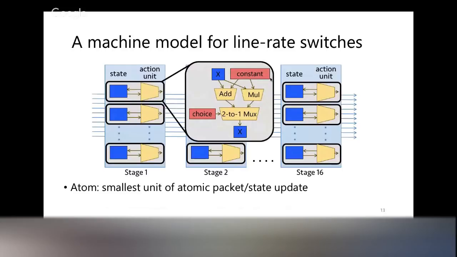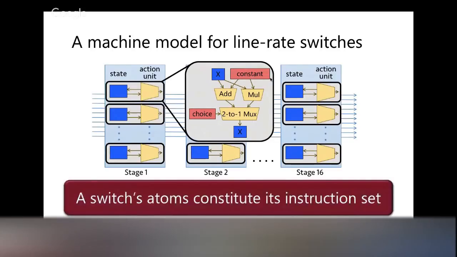Here we take a piece of state X and either add or multiply a constant based on a choice control variable that sets the output of a mux. So this is an example atom. And you can imagine coming up with different kinds of atoms and specifying how many stages you have in the pipeline depth, and how many atoms you have within each stage, the pipeline width. And with these pieces of information, you've essentially encoded the switch's instruction set. So that's the machine model for the switch.